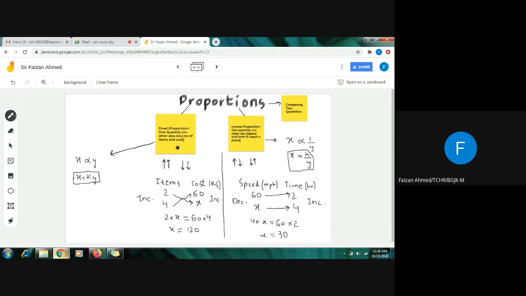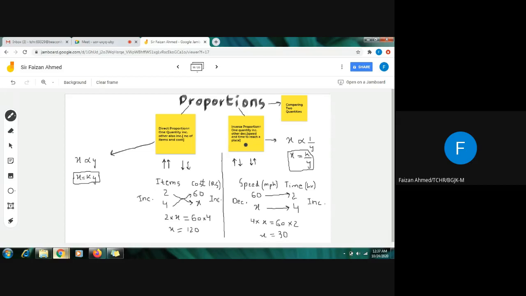So this type of proportion in which one quantity increases as a result of another quantity is called a direct proportion. The other type of proportion is the inverse proportion, in which if I increase one quantity, the other quantity automatically gets decreased. The example for inverse proportion is the speed and the time to reach a place. For example, if I increase the speed, it will take less time to reach the destination. So this type of proportion in which on increasing one quantity, the other quantity decreases, is called an inverse proportion.